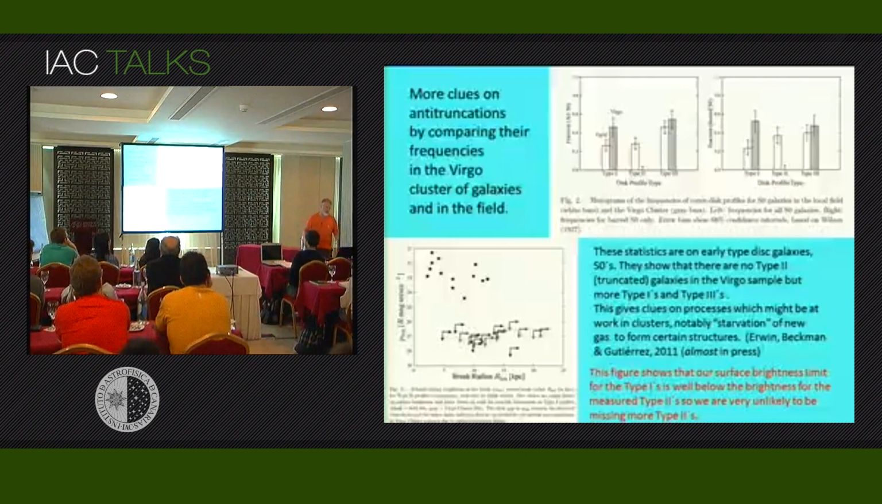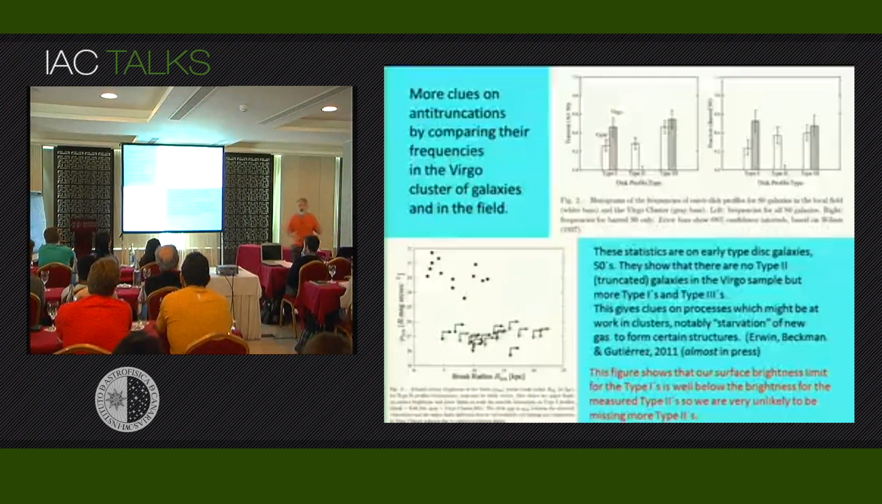There are statistics on early type galaxies in the Virgo cluster and in the field. These are early types, they're not late type galaxies, they're S0s. They show that there are no type 2 galaxies in the Virgo sample, but more type 1s and type 3s. And this is clearly a clue about the various formation mechanisms.